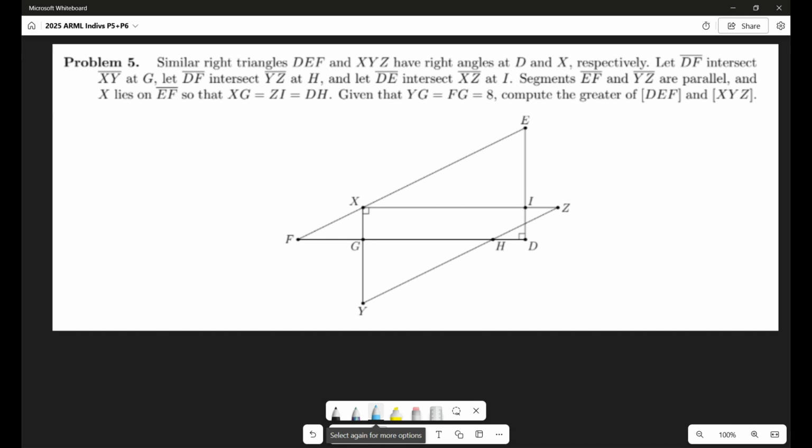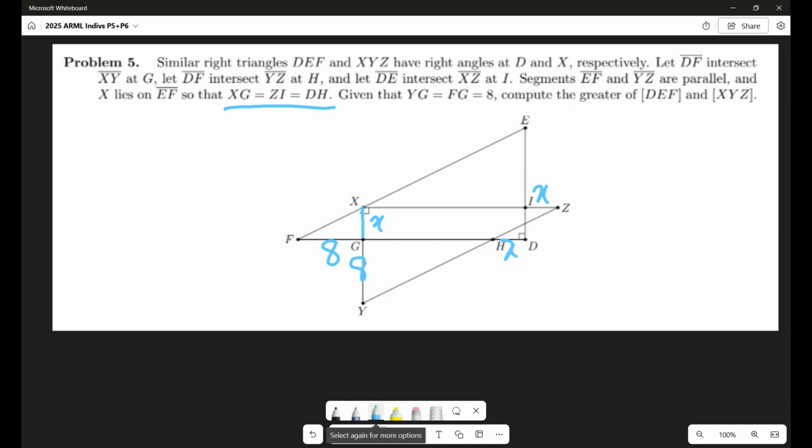So now that you've tried the problem, we can go ahead and label an 8 there, an 8 there. And now I think a natural step to make is to assign a variable. So we can go ahead and assign this here, XG, to a variable x. And we're also given XG is equal to ZI and DH. So we can go ahead and label those as x as well.